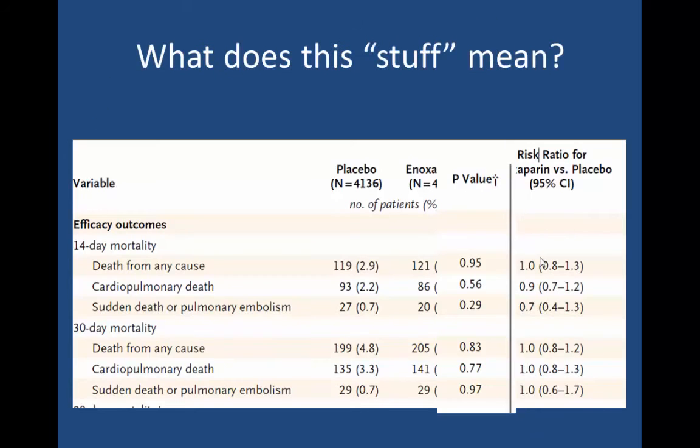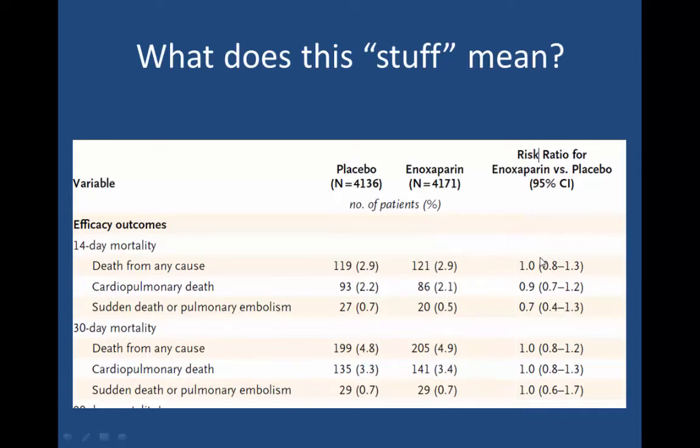Let me go back to this slide. If you were the author, you got to choose to either do risk ratios or to do absolute risk reduction. You have the percentages here. What's the actual difference between 2.9% and 2.9%? Well, it's zero. What's the actual risk reduction if I looked at the percentage of patients who had cardiopulmonary death in the placebo group and the enoxaparin group? It's 0.1%.